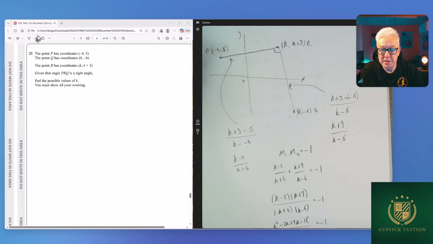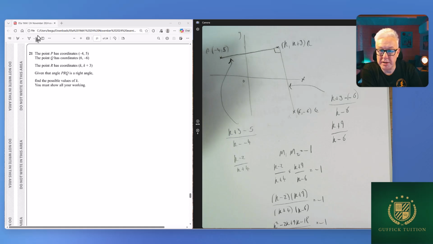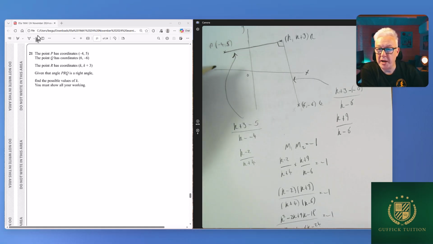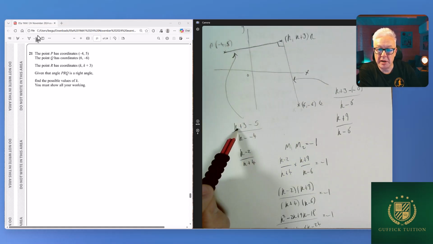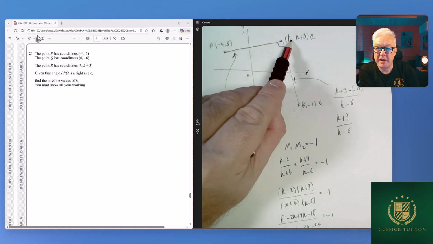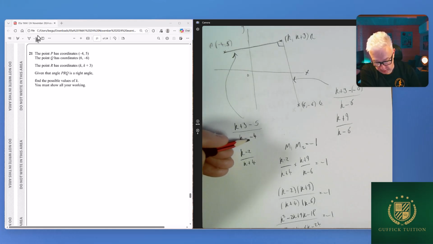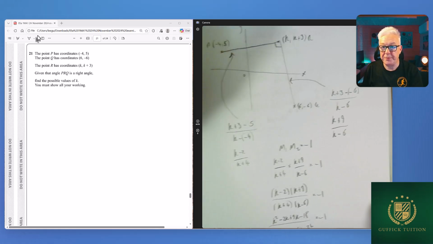Okay. So I think the way to begin this question is to find an expression for the gradients of both of the lines. So it's just going to be gradient is change in y over change in x. So that value, take away that value. So k+3 take away 5, over that value, take away that value, is going to be k minus -4. And that simplifies into (k-2) over (k+4).